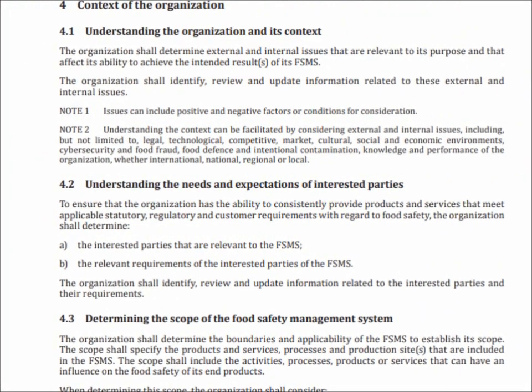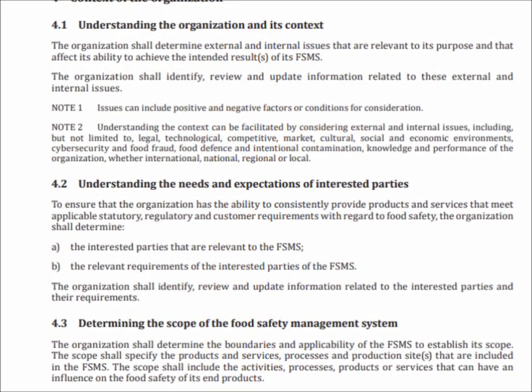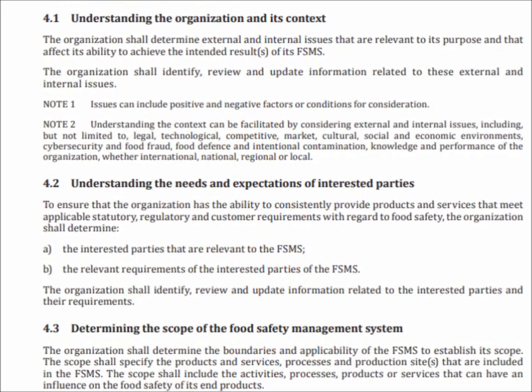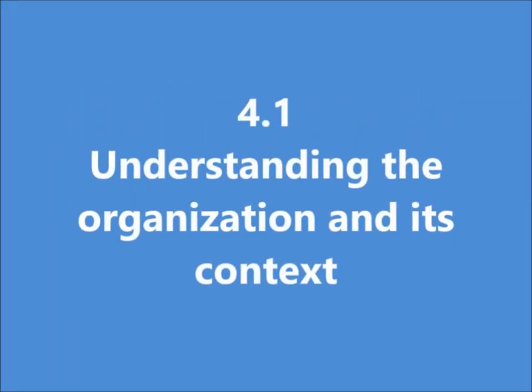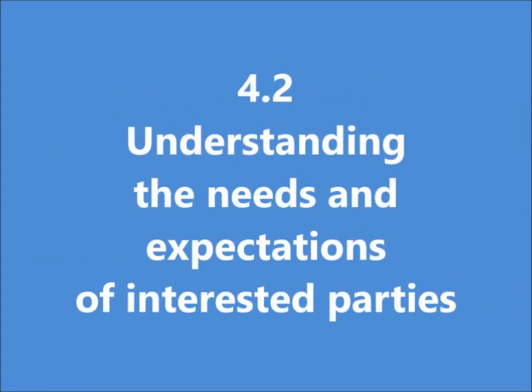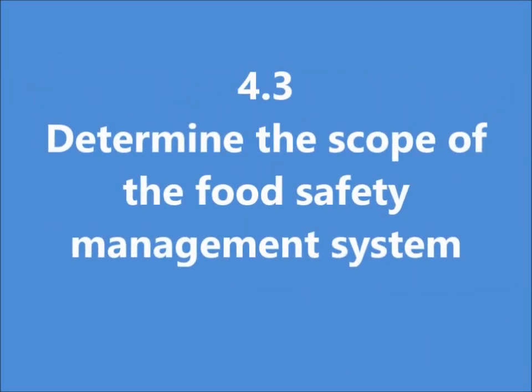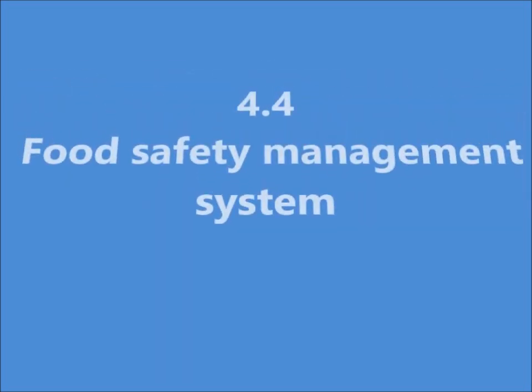In the ISO 22000-2018 standard, the context of the organization is outlined as 4.1. Understanding the organization and its context. 4.2. Understanding the needs and expectations of interested parties. 4.3. Determine the scope of the food safety management system. 4.4. Food safety management system.